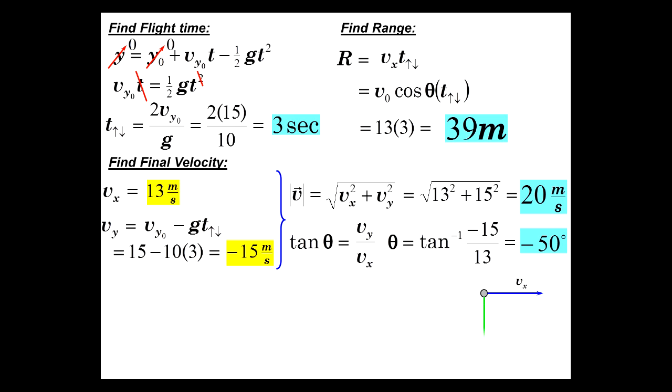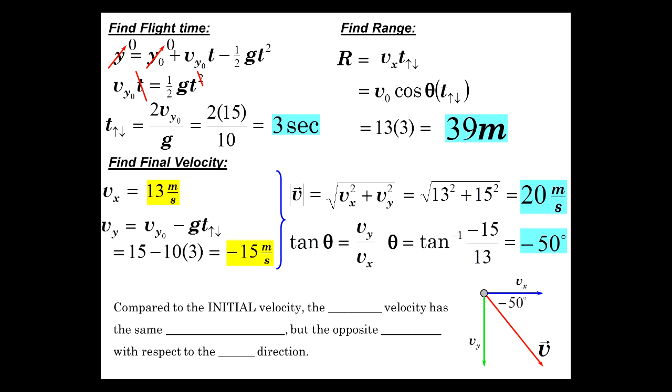Let's just take a look at what this looks like. We have Vx and Vy at that point, and the result of those is vector V, size, direction. Well, you might notice, again, the symmetry. Compared to the initial velocity, the final velocity has the same magnitude, the same speed as it was going before, 20 meters per second. But don't say opposite direction and just leave it at that.